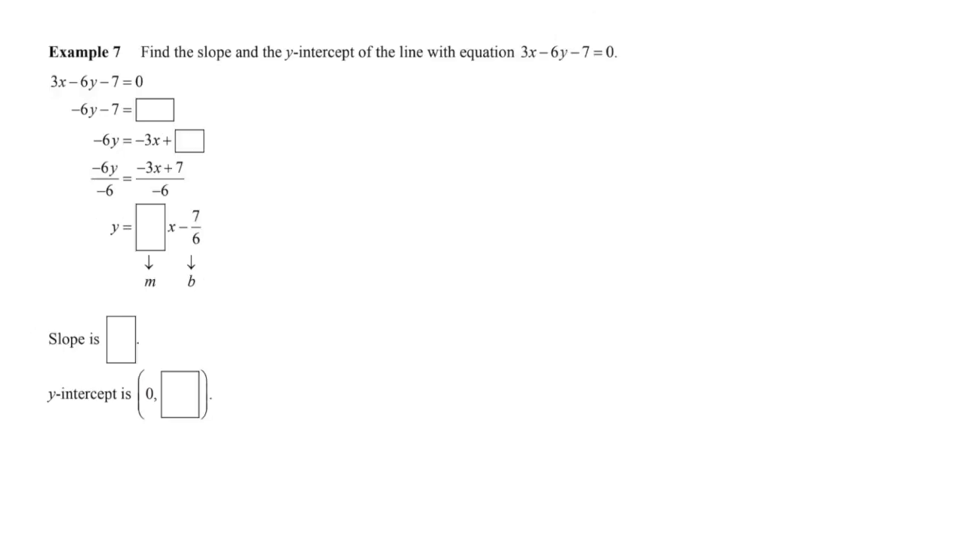Let's find the slope and the y-intercept of the equation of the line 3x minus 6y minus 7 is 0. Well, we know that we can pull information when our equation is set equal to y. So let's solve for y so that we are in slope-intercept form. Then we can just pull the slope and pull the y-intercept. The first thing I'm going to do to start getting y by itself is subtract 3x from both sides. This then provides us with negative 6y minus 7 is negative 3x. I will then add 7 to both sides, giving us negative 6y equal to negative 3x plus 7.